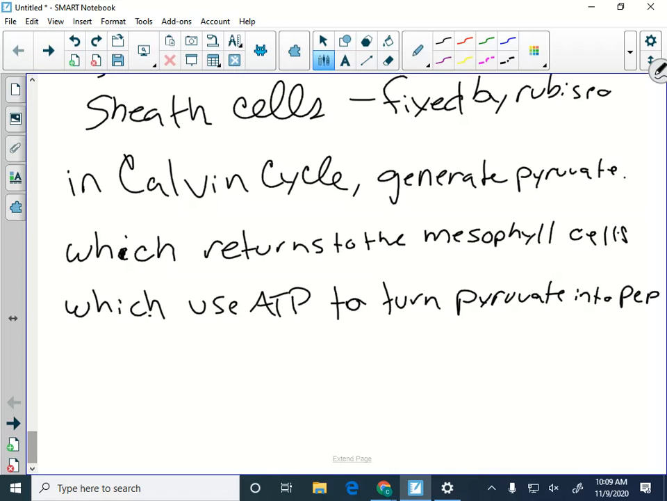The bundle sheath cells will use that product, go through the Calvin cycle like normal, and produce pyruvate. Pyruvate will get sent back to the mesophyll cells, where they will use ATP to turn that pyruvate into PEP, which will go back into that PEP carboxylase kind of cycle. So we've essentially just added a bunch more cycles to it. In this idea, there is no linear electron flow.